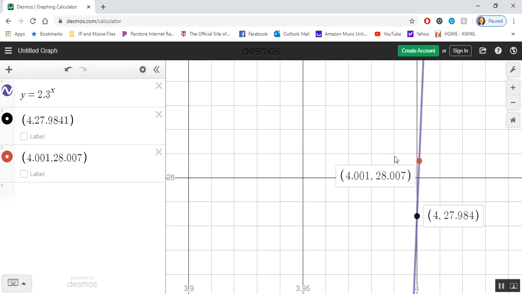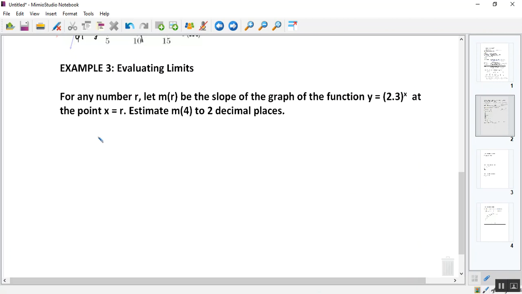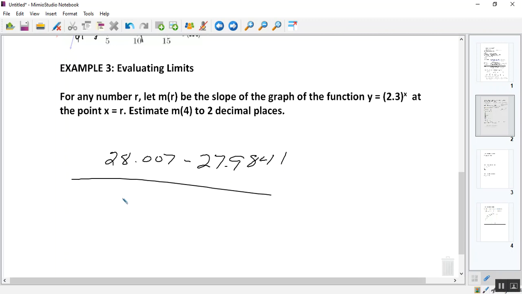Dividing by 0 down there is kind of what we're after here, but we don't want it to be exactly 0. So that's the idea of a limit, all right? So what did we get for values up here again? I'll write them down. 28.007 minus 27.9841, and we got these off in decimals, all over 4.001 minus 4. That equals, what do we get, point 0229?